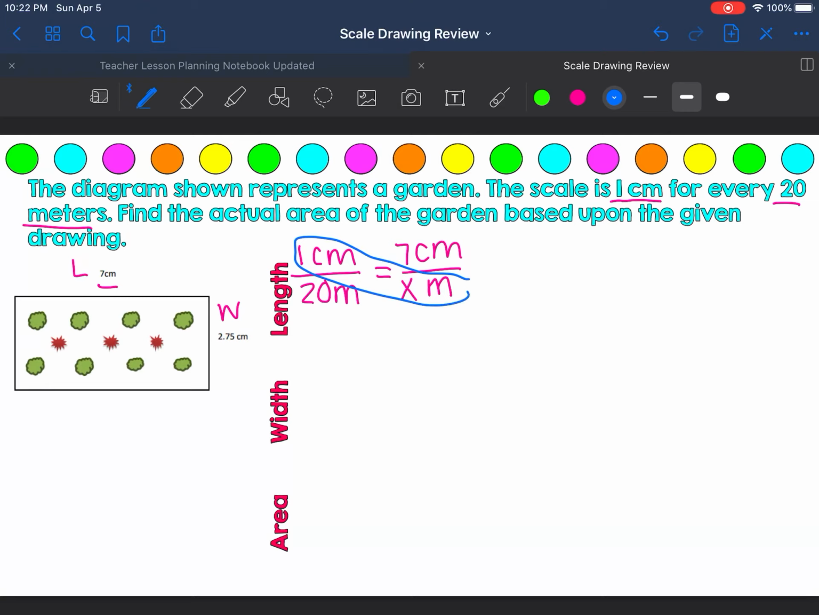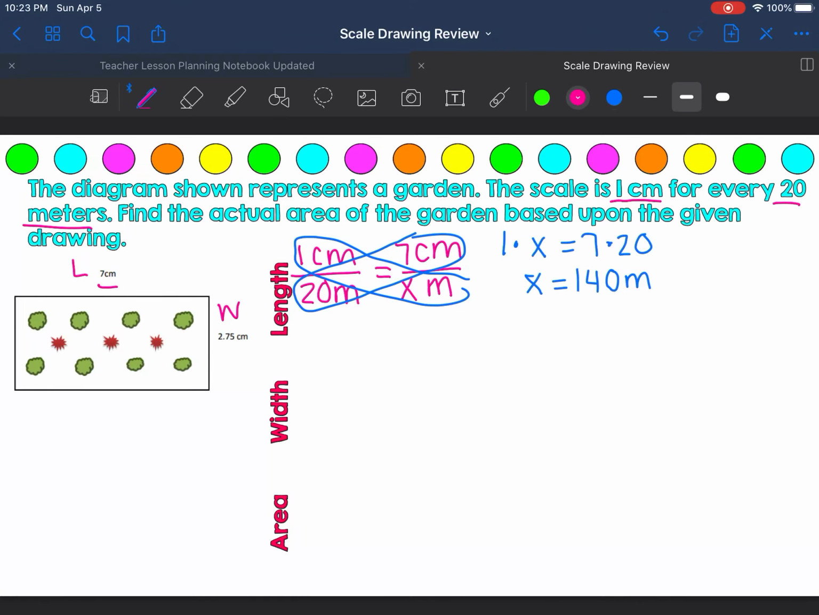Okay, so now what I'm going to do is cross multiply. 1 times x equals 7 times 20. 1 times x is 1x, or just x. 7 times 20, I can do that easily in my head. 7 times 2 is 14, and add that 0 at the end. So the actual length of my garden is 140 meters.